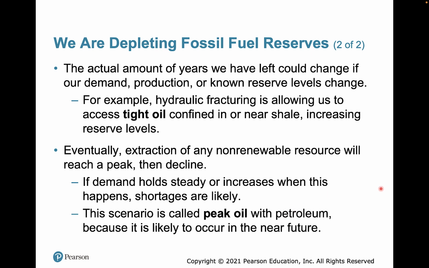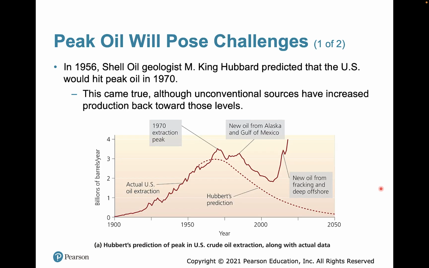Eventually, we're going to reach a peak, and then we're going to decline when it comes to fossil fuel extraction, or really anything non-renewable. If our demand holds steady or increases when this happens, we're going to wind up with shortages. They call it peak oil because it's likely to happen at some point. A Shell oil geologist predicted that we would hit peak oil in 1970. And we did, but then we discovered new resources, so production has been able to go back up. So we have a life preserver because we've increased our technology and extended our reach for those fossil fuels.